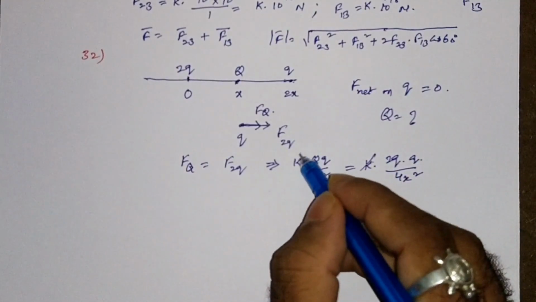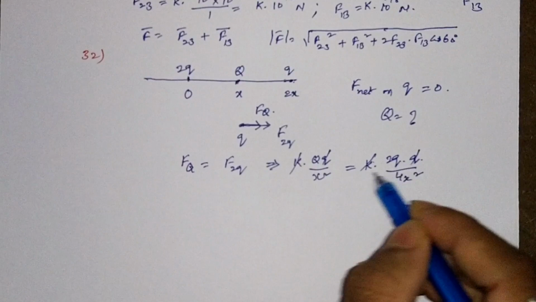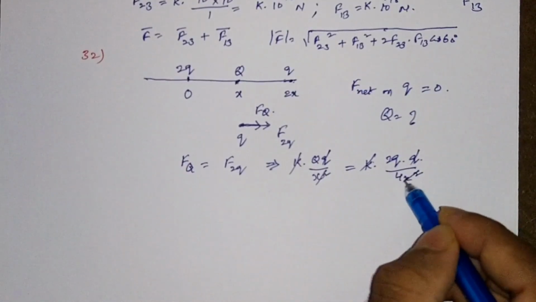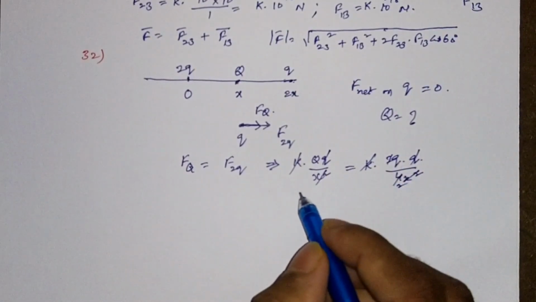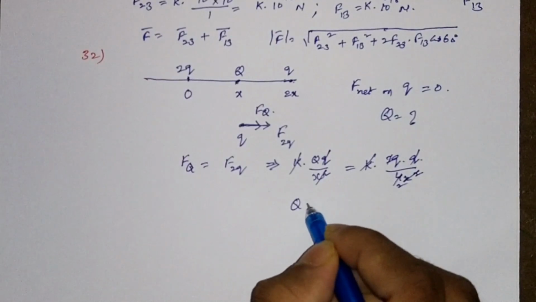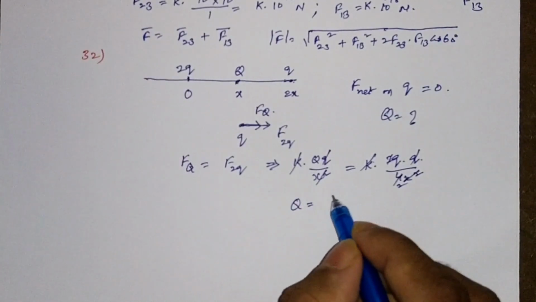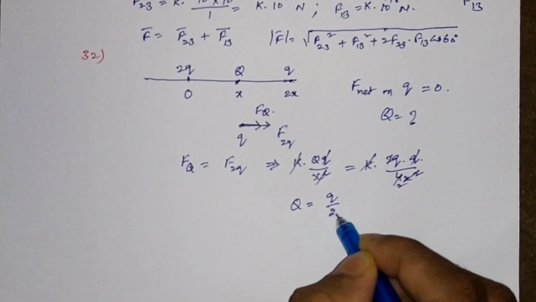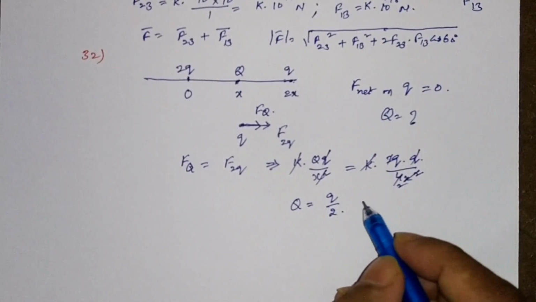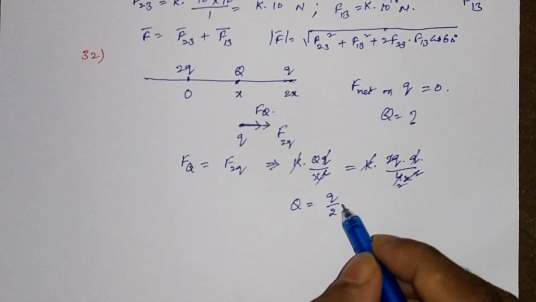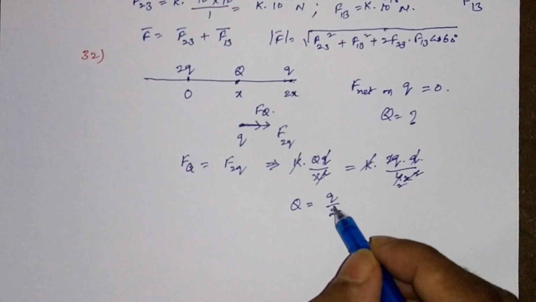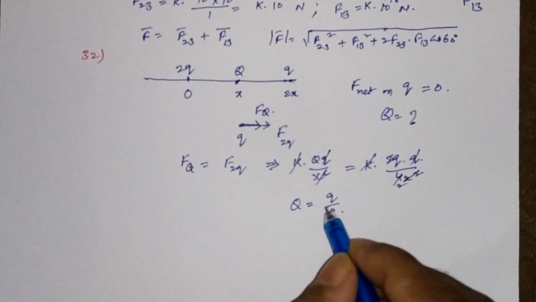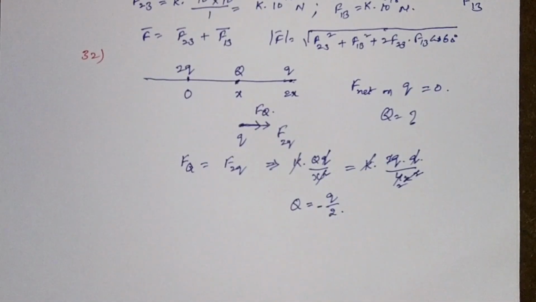Let us see what gets cancelled. x square cancels, okay, then that Q must be what? Small q by 2. And what could be its nature? Could it be minus or plus? Yes, it could be minus q by 2.